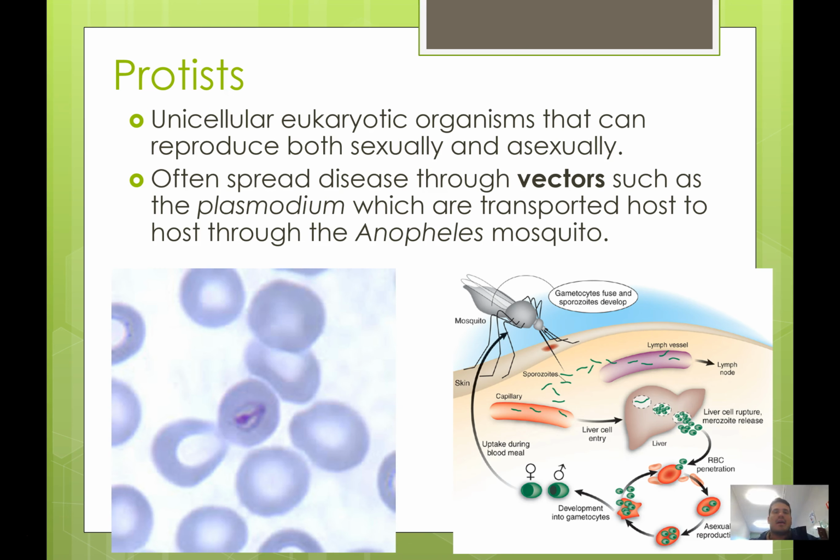Protists, another kind of pathogen. This time they are always unicellular, so they're only one cell, but they're still eukaryotic, and they can reproduce both sexually and asexually. Protists often spread diseases through what we call vectors. Vectors are quite common in a few different kinds of pathogens, such as Plasmodium, which is the protist that spreads malaria, which you've probably heard about. It's probably one of the most important diseases in the third world.